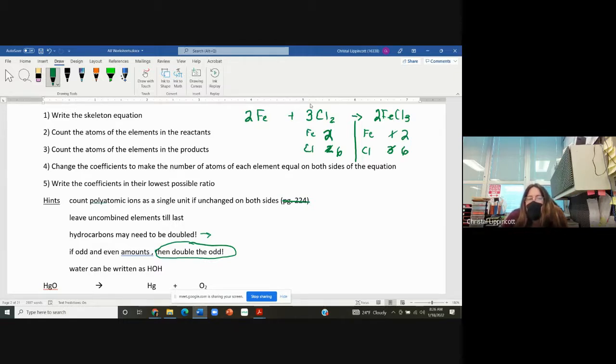And then water can be written as HOH. And that comes in handy when you've got like KOH over here, and then on this side, you've got water that's formed. Because if you write this as HOH, now you've got that polyatomic identified on both sides, and sometimes that can help you with balancing. Okay? All right.